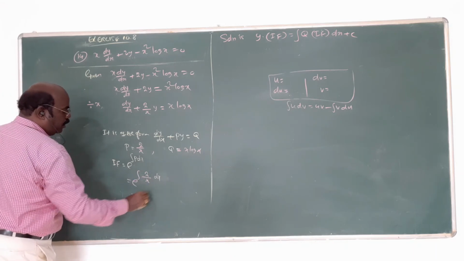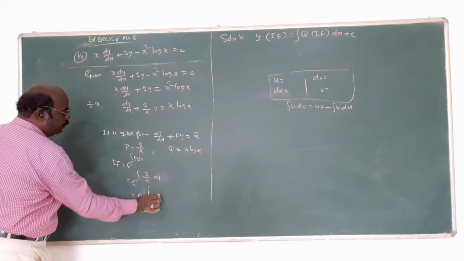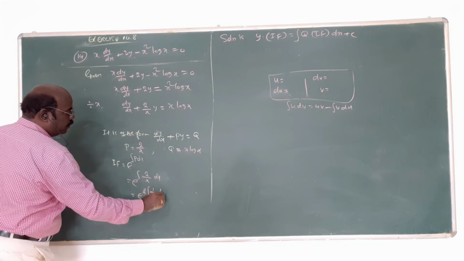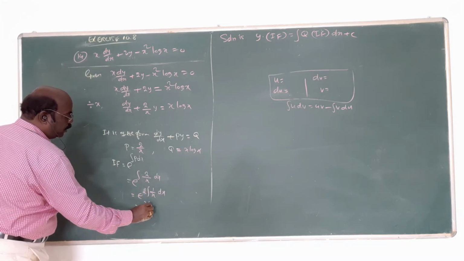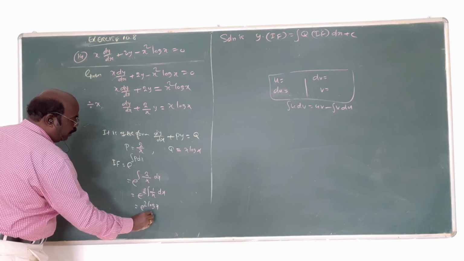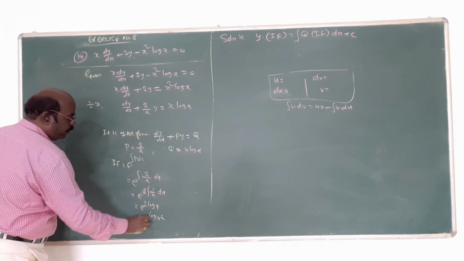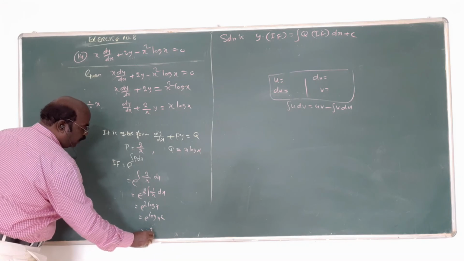Am I right? Now e power, 2 is constant, then 1 by x integral, we get e power 2 log x. Am I right? This can be e power log x square. The e and log cancel, only x square. This is the integrating factor.